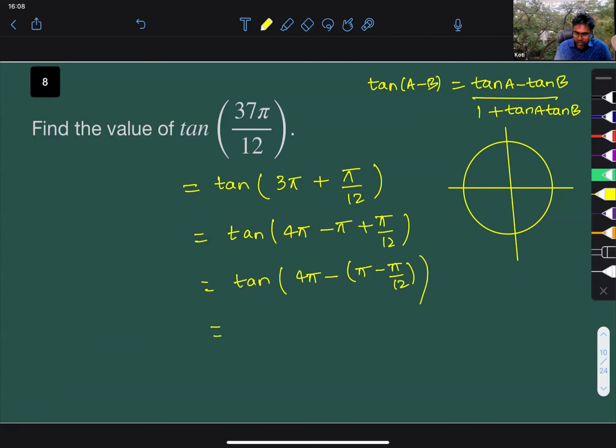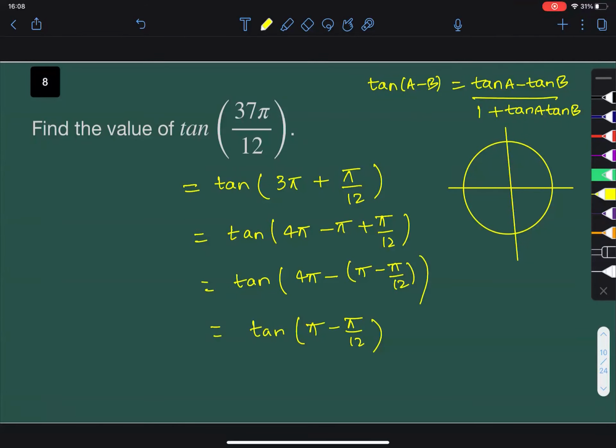And then what do you get here? You get tan of pi minus pi by 12. Now, do you think it is tan pi by 12? But will it be tan pi by 12 or will it be minus tan pi by 12? What do you think is appropriate? Let's see.